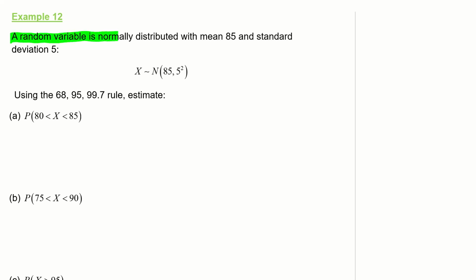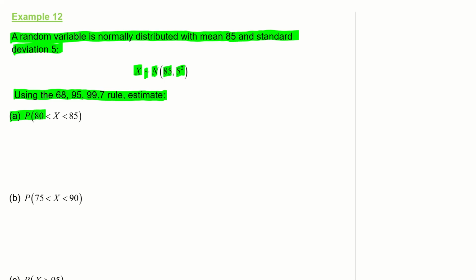A random variable is normally distributed with mean 85 and standard deviation 5. In other words, x follows a normal with mean 85 and variance 5 squared. Using the 68, 95, 99.7 rule, estimate the following. The first one being the probability that x is between 80 and 85. I'm going to draw a sketch to help me with this.